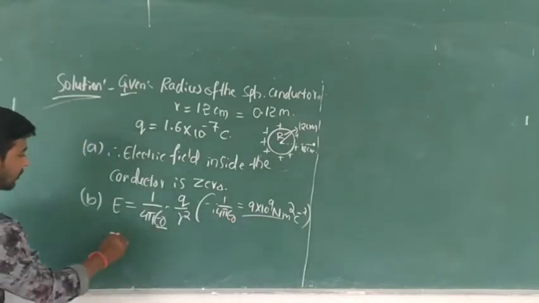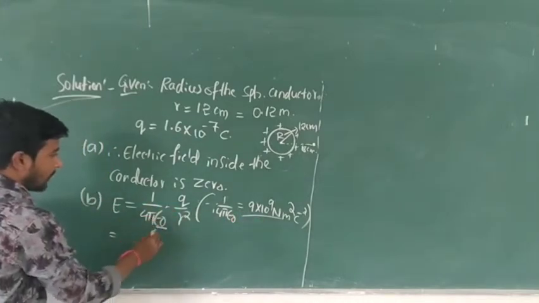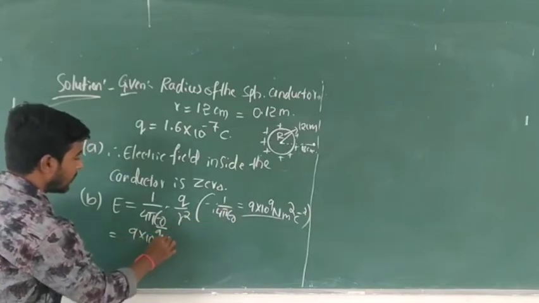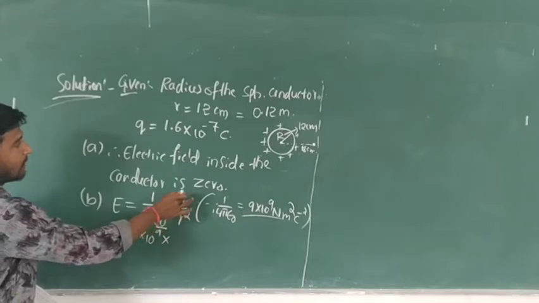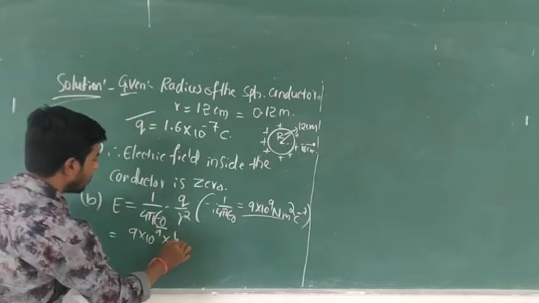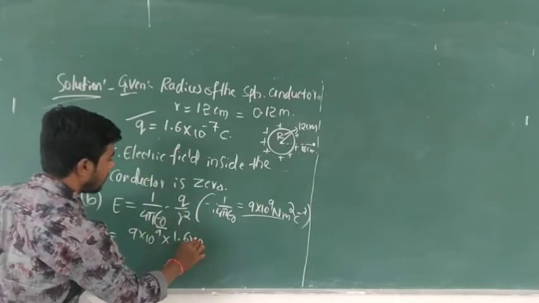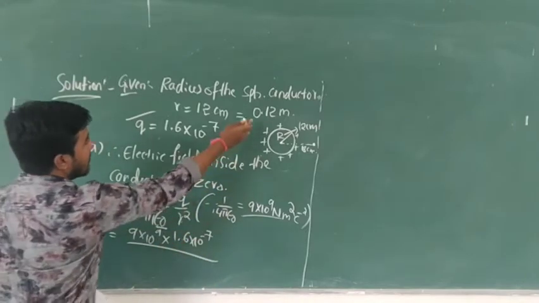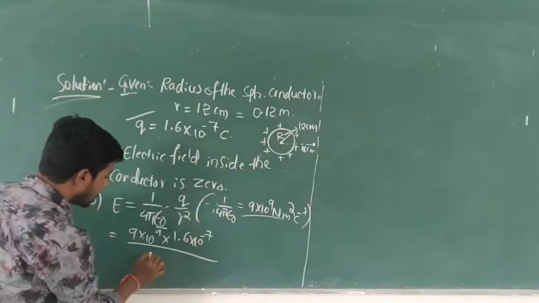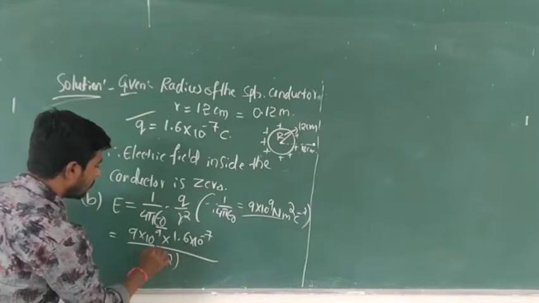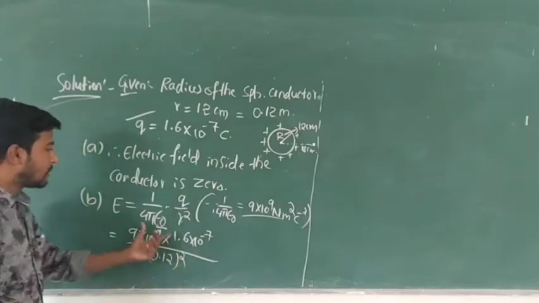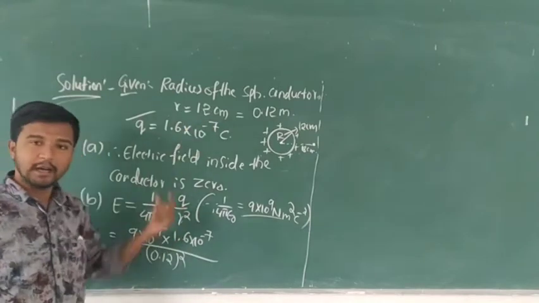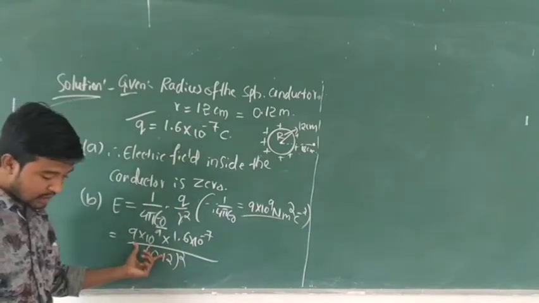Now we have to put the values: 9 into 10 to the power 9 into the charge Q, 1.6 into 10 to the power minus 7, divided by R square, where R is 0.12, whole square. So we have got this formula, and we have to put the values in it. So this is the solution.